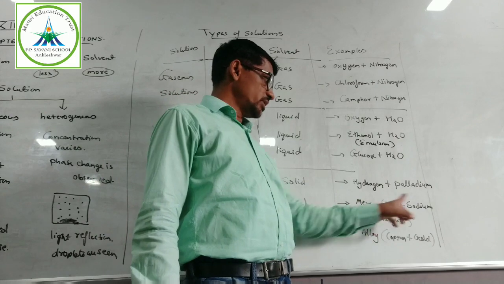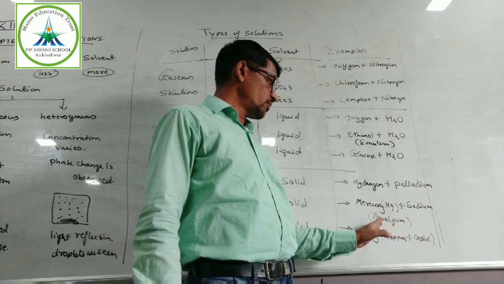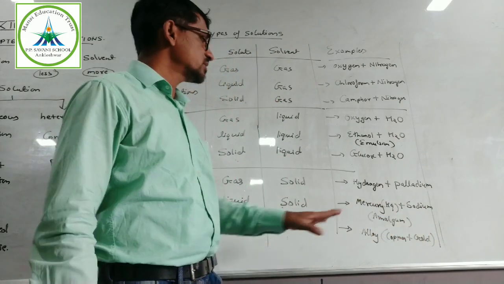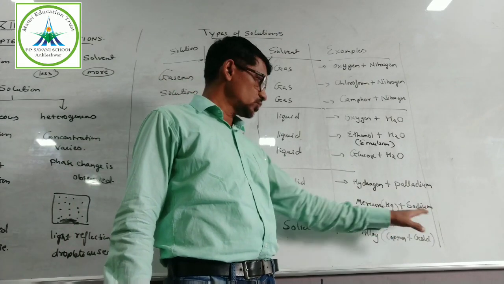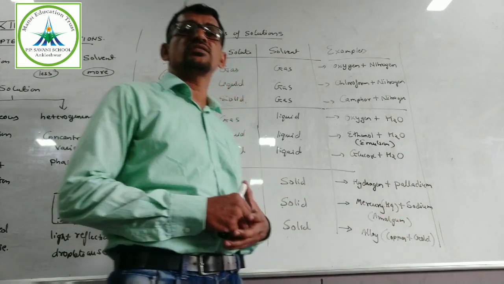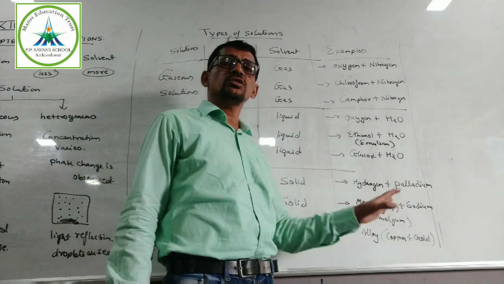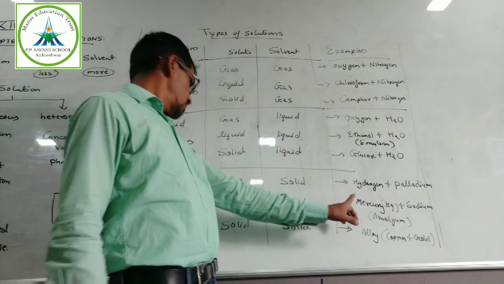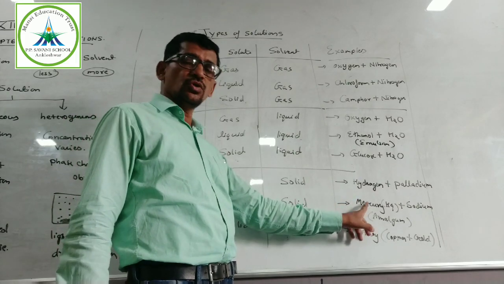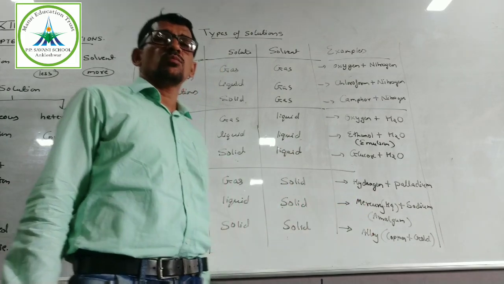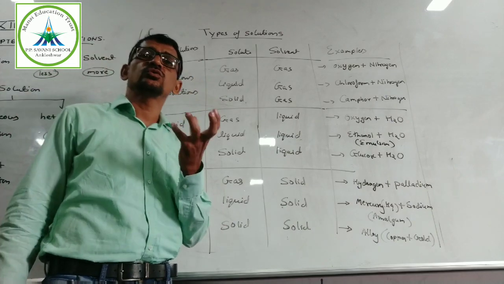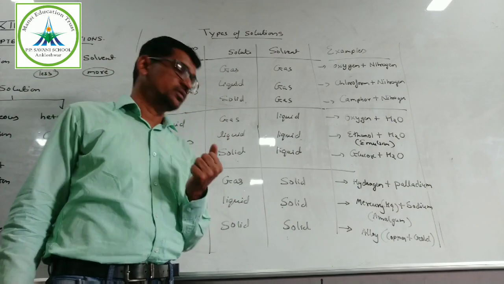Mercury is in liquid form and sodium is in solid form, so it will form a solution that is known as amalgam. Okay, sodium amalgam. If you add zinc, then zinc amalgam. So the word amalgam means mercury solution. But here in the solid solution, the mercury we have taken is a small amount, so the whole mixture or whole solution looks like a solid.